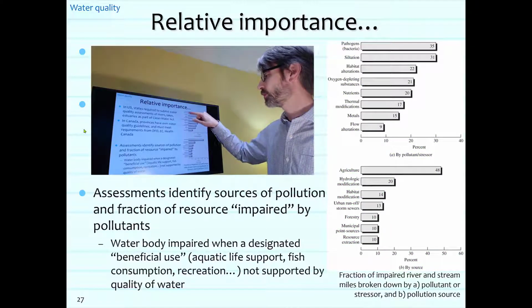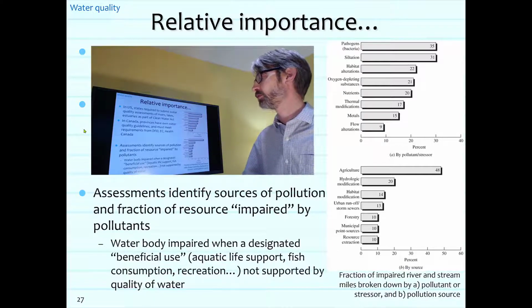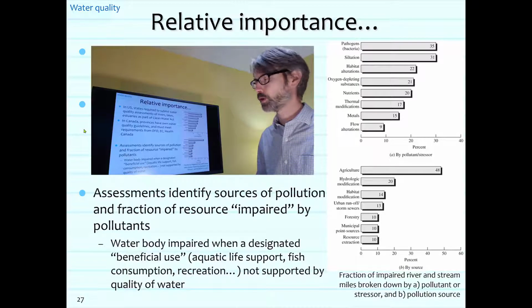And so here you can see in rivers and streams, the biggest problem is pathogens, followed by siltation, followed by habitat alterations, oxygen depleting substances, nutrients, thermal modifications, metals, and flow alterations. And then in terms of the source, it's primarily agriculture, but also hydrological modifications, habitat modifications, and urban runoff, and so on.